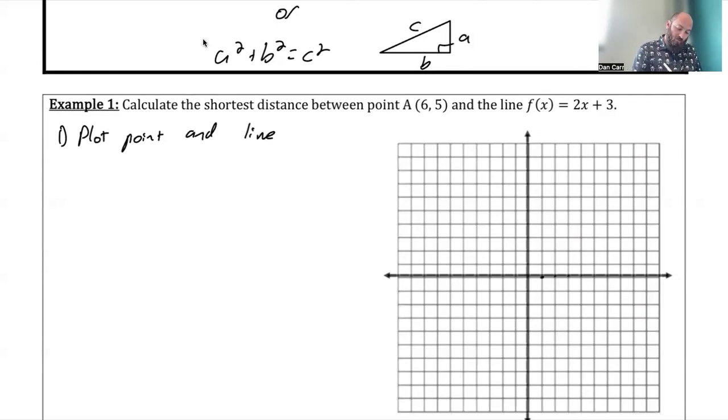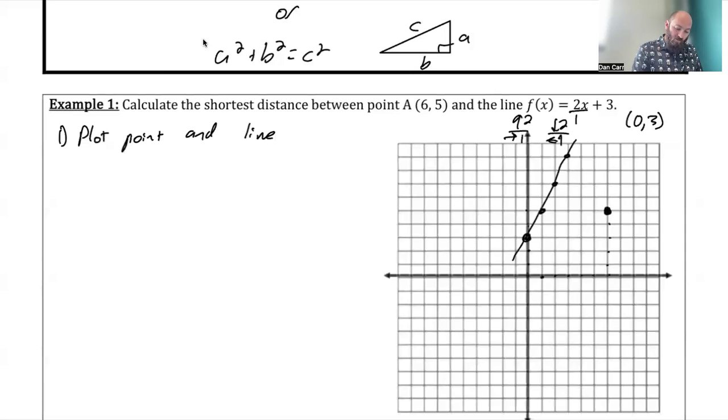So 1, 2, 3, 4, 5, 6. 1, 2, 3, 4, 5. And then f of x is 2x plus 3. So remember that is the point 0, 3 to start. And then 2 over 1 tells me I'm going to go up 2 to the right 1, or I can go down 2 to the left 1. I go up to the right 1, up to the right 1, and so on.